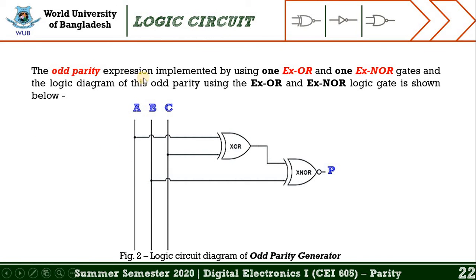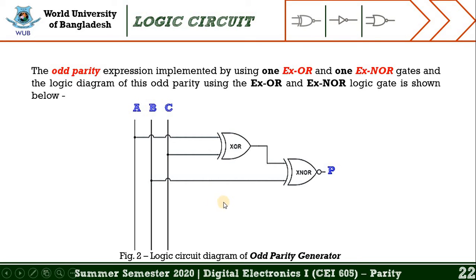From this slide we may learn the logic circuit of the odd parity generator. So let's start. The odd parity expression is implemented by using one XOR gate and one XNOR gate, and the logic diagram of the odd parity generator using XOR as well as XNOR gates is shown below.